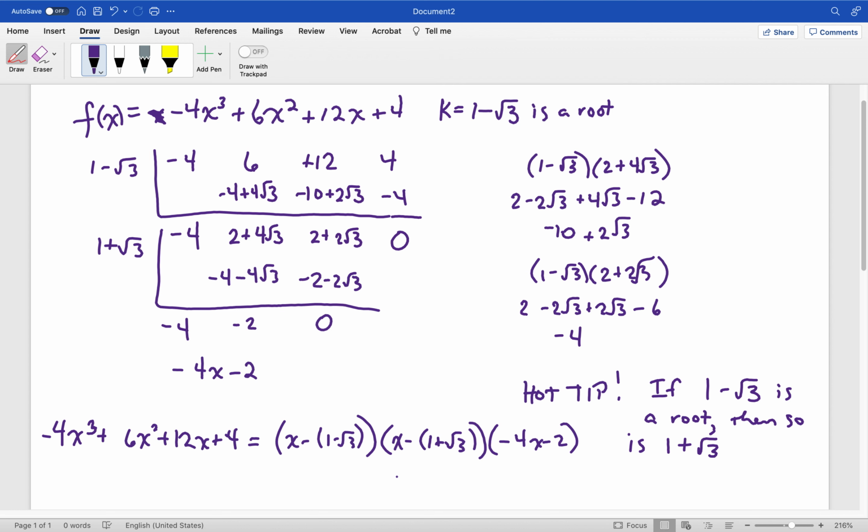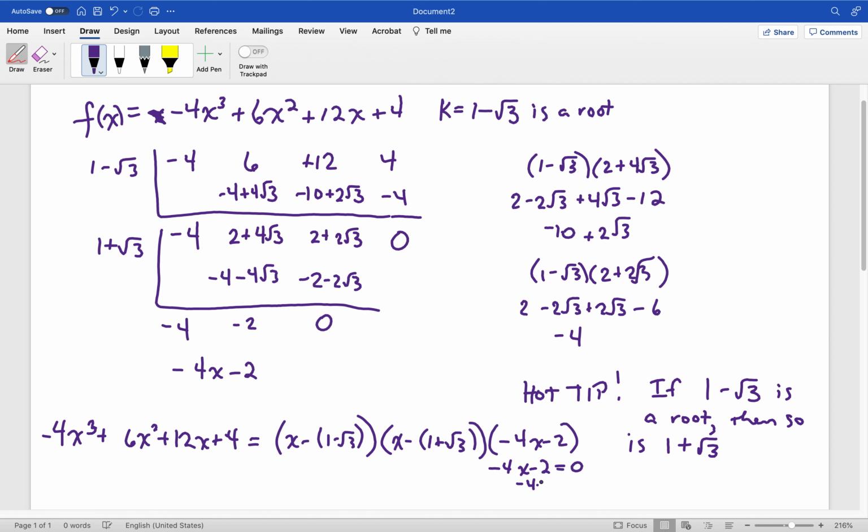So if we're going to find roots, we set each of these equal to 0, right? And if this one is equal to 0, we get x equals 1 minus square root of 3. This one equal to 0 gives us x equals 1 plus the square root of 3. Now this one's a little tougher to see, but we can set it equal to 0 and solve it.